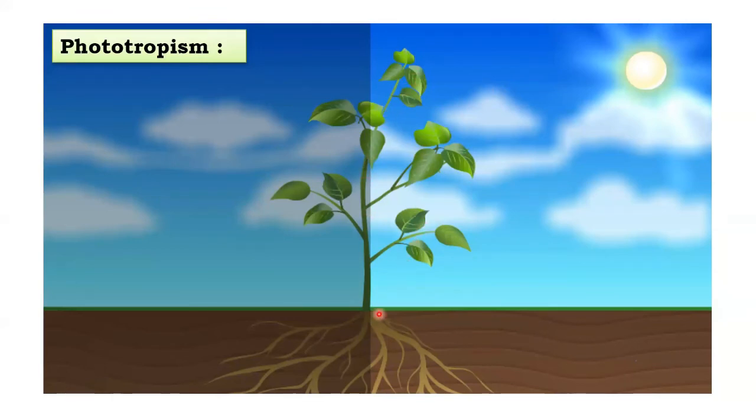Ultimately what will happen is, the stem of the plant will be propagating in the direction where the sunlight's intensity is more, so that more and more photosynthesis can take place and the plant will be able to produce more and more energy out of it. I hope all of you have understood it well.